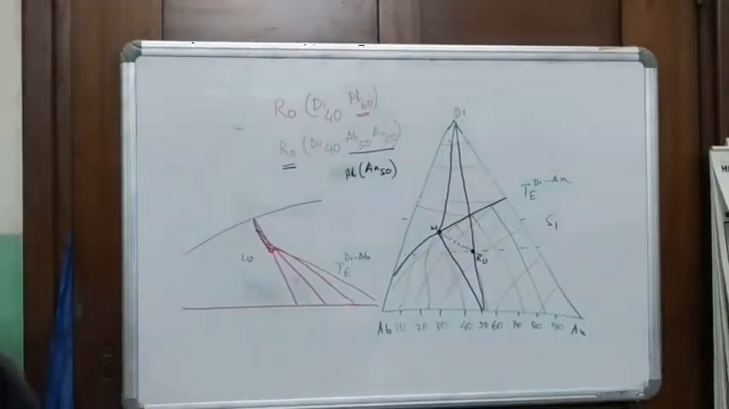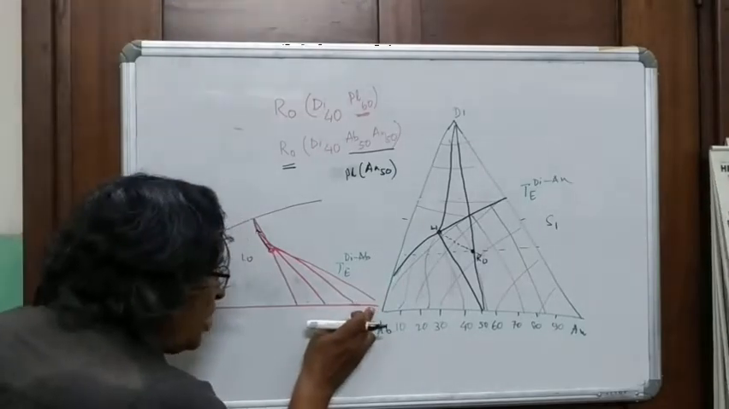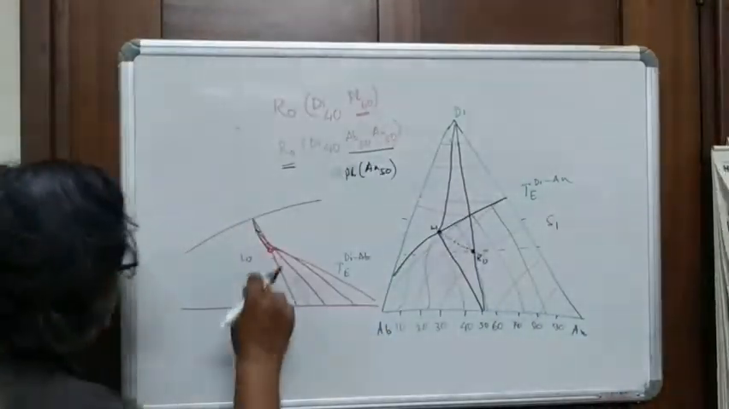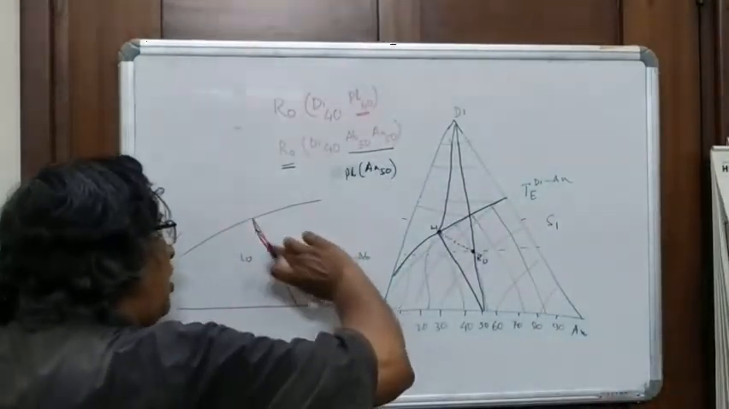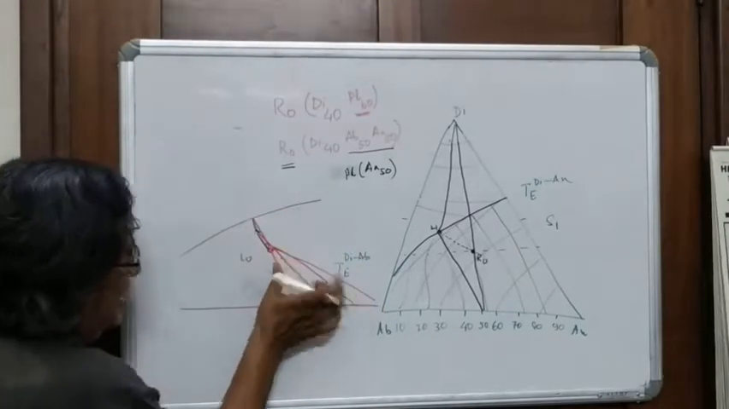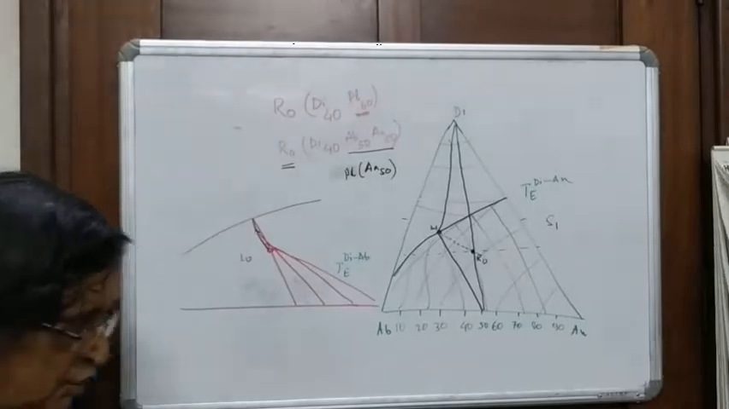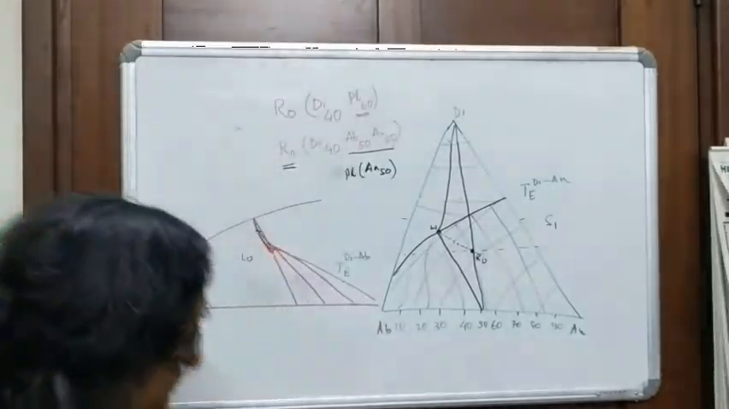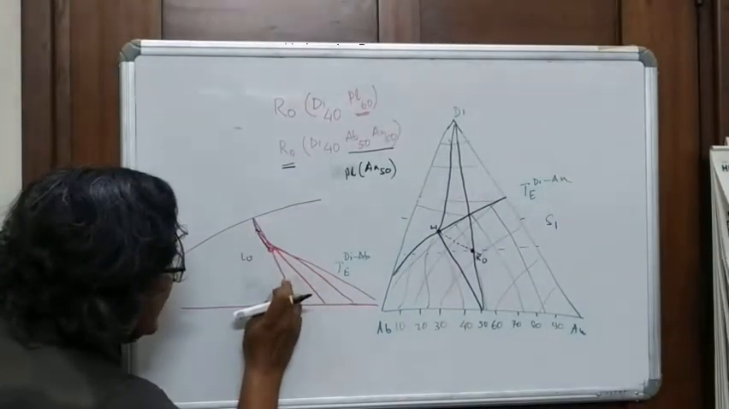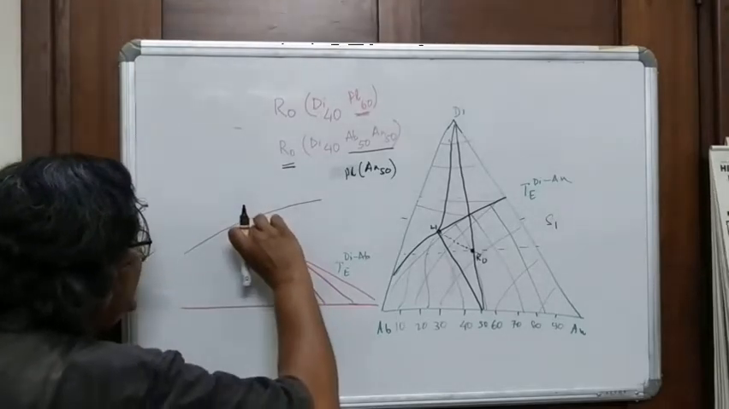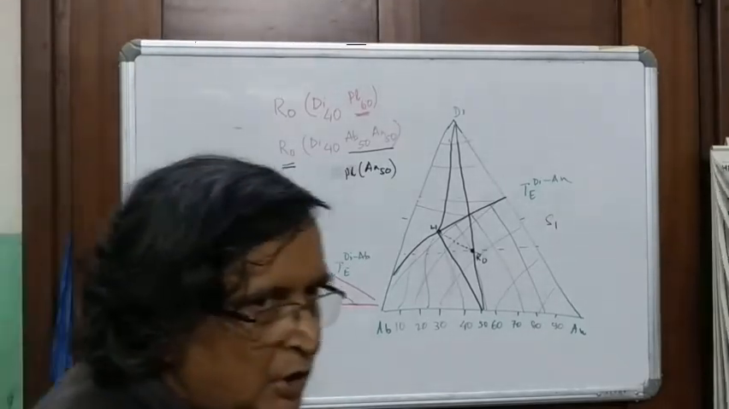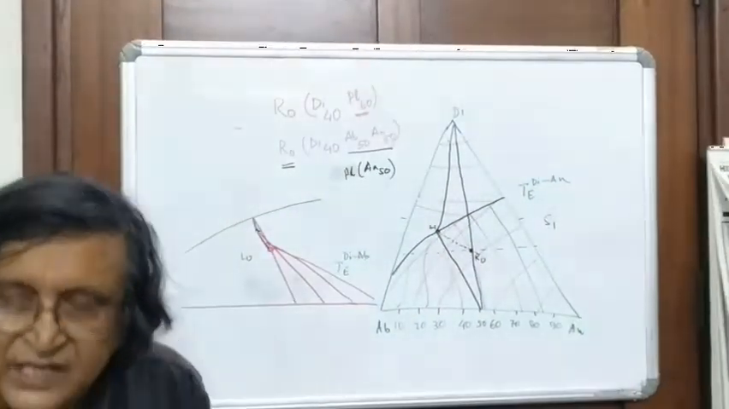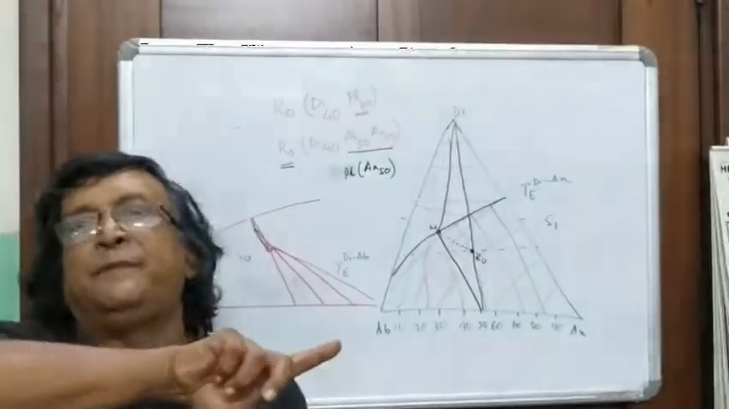During crystallization, what was happening? The plagioclase compositions were becoming more albite rich, right? The ratio of this by this was changing, so that the melt fraction was decreasing. Melt fraction decreasing means these segments of the lines became shorter and these segments of the lines became longer with crystallization. Now, during melting, this will be just the opposite.